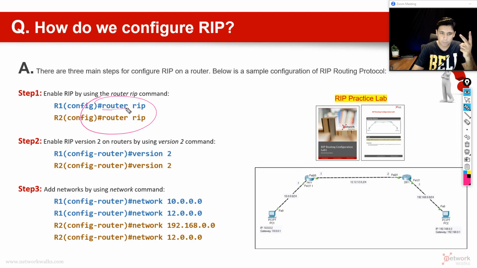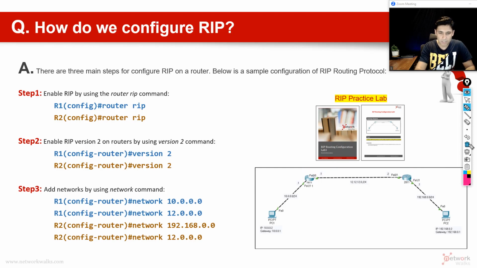The second step is that we decide whether we leave it at default version 1 or we want to make it version 2, RIP version 2. The third step is to advertise all the networks or to enable RIP on specific interfaces. For example, if this is a router we are going to configure, we must enable RIP on this interface, we must enable RIP on this interface. Similarly here. So all these four interfaces.